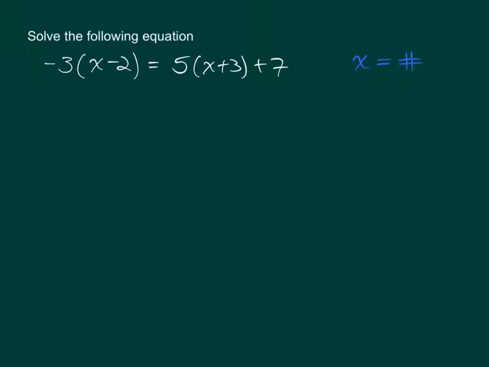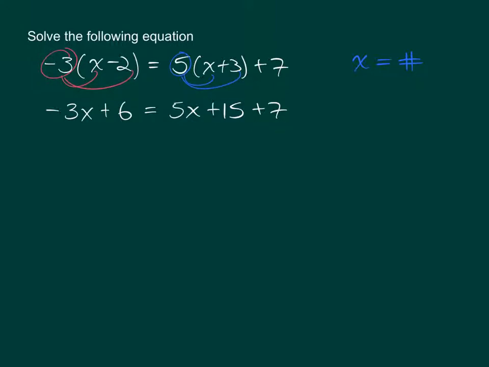We can get them out of the sets of parentheses if we take the numbers in front and distribute to each term inside of the parentheses. When you do that, you will get this. So we have negative 3x plus 6, negative times negative is positive, equals 5x plus 15 plus 7.